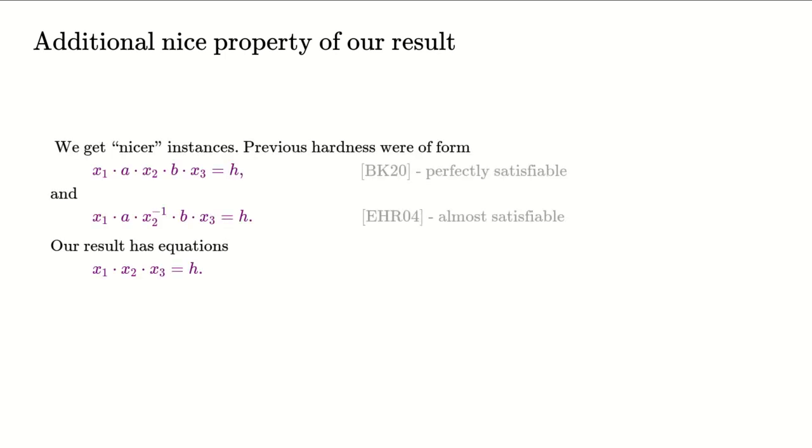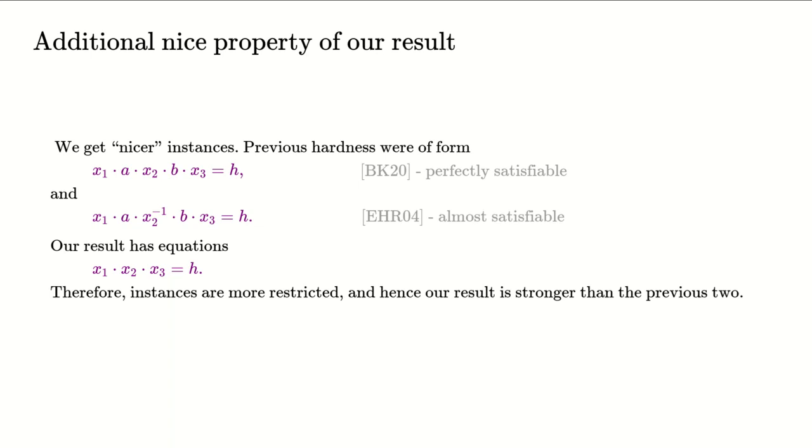There is another interesting side of our result. In particular, we get nicer instances. More specifically, we are able to remove constants appearing between variables, as well as inverses of variables which appeared in work of Engelbrechtsen and others. This makes our instances more structured, and since we are working with hardness, our result is stronger than the previous two.